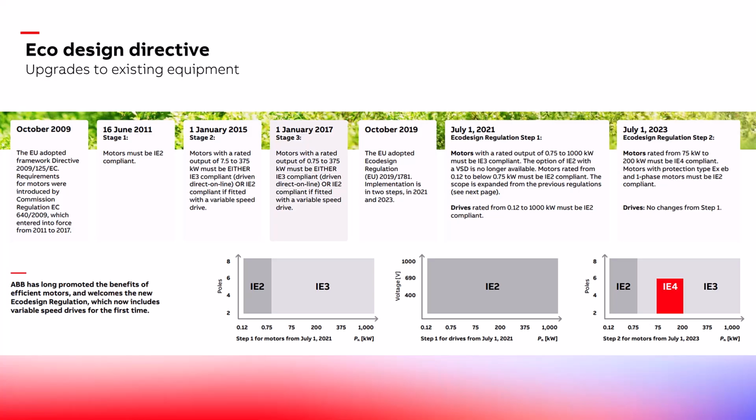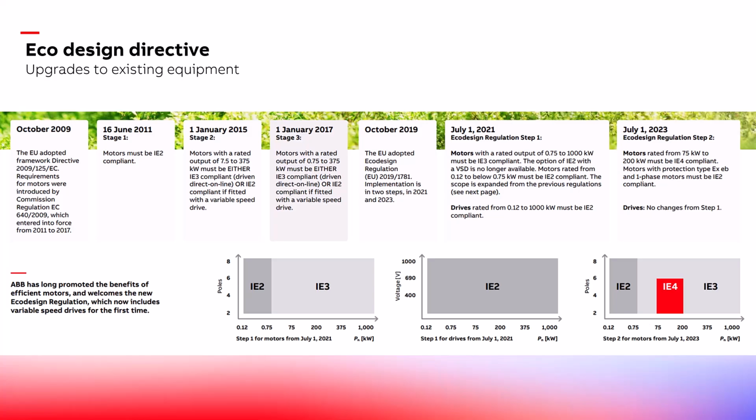So this also started as well to incorporate drives. So drives rated from 0.12 kilowatt to 1000 kilowatt must be IE2 compliant as well. So this is something you can check in the EcoDesign tool, and we publish this data for our drives. And as you can see in that middle graph there, it's showing IE2 for all the drives.